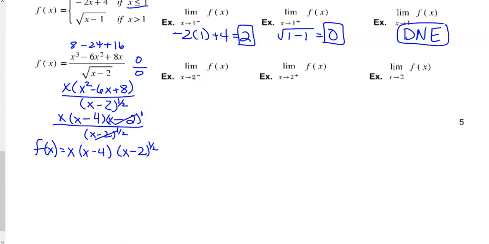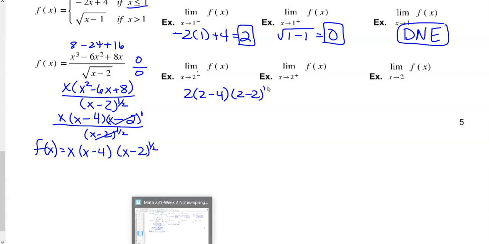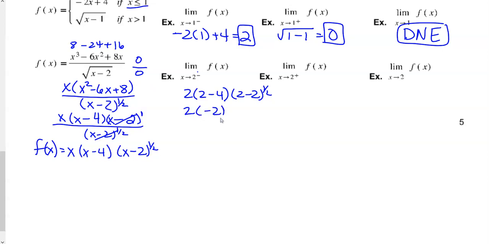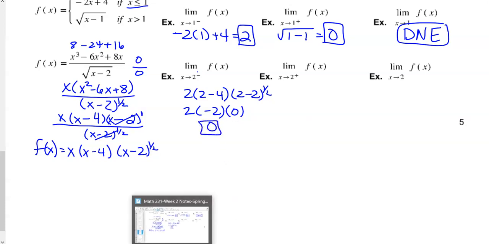And so now I can plug a into my new modified version. So that means I have 2 times 2 minus 4 times 2 minus 2 to the 1/2 power. Notice, now I don't have any fractions, so I don't have to worry about the 0 in the denominator. But this is 2, this is negative 2, and this is 0. Well, 0 to any power is going to be 0. Therefore, multiply across here, my answer is 0 for the left.